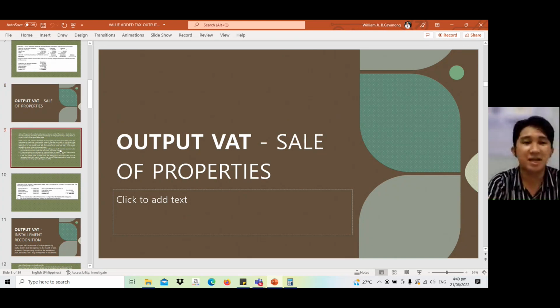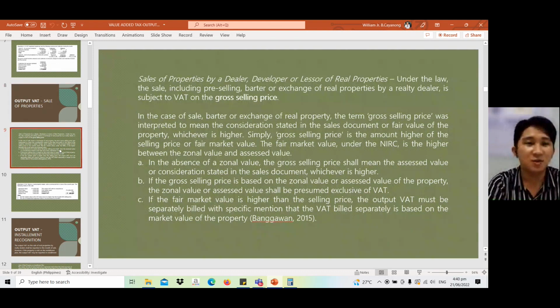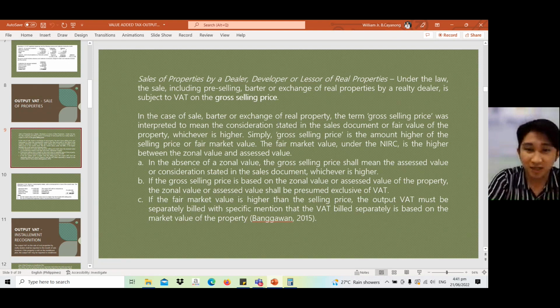Here are the guidelines. When it comes to sale of properties by a dealer, developer, or lessor of real properties under the law, the sale, including the pre-selling, barter or exchange of real properties by a realty dealer, is subject to VAT on the gross selling price. In the case of sale, barter or exchange of real property, the term gross selling price was interpreted to mean the consideration stated in the sales document. The basis for the GSP, or the gross selling price, is the fair value of the property.